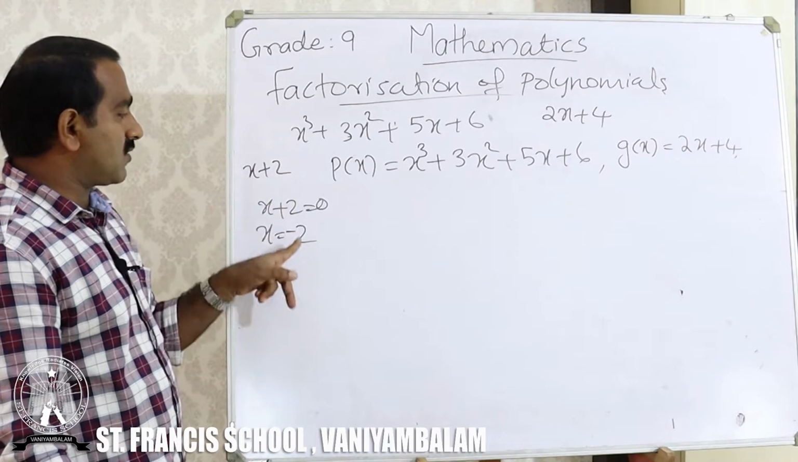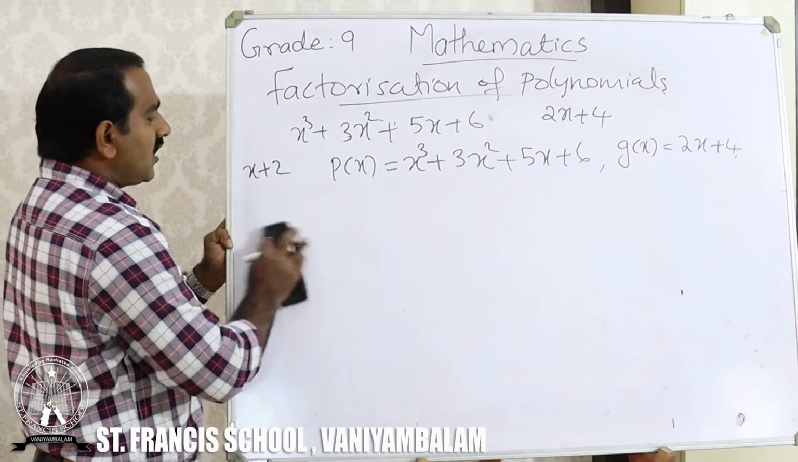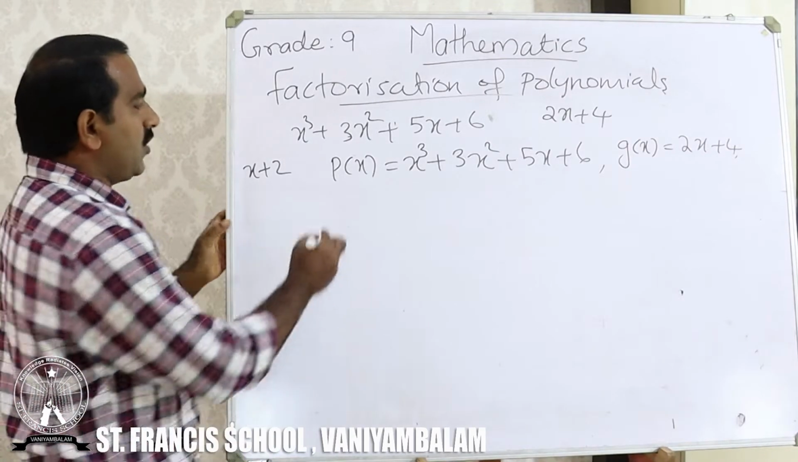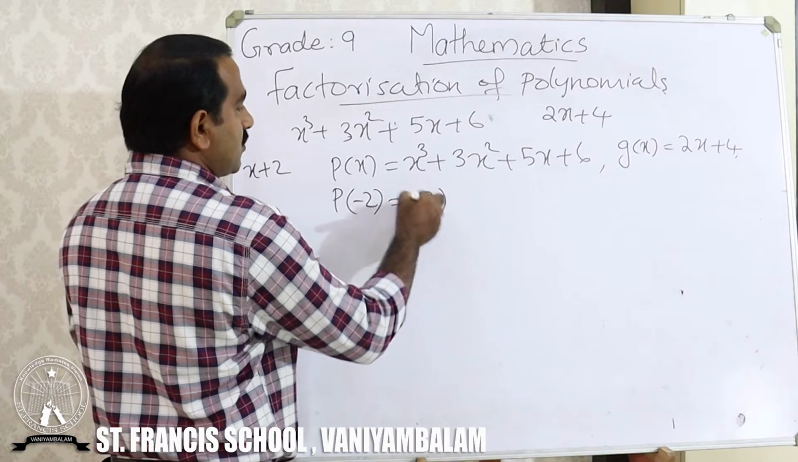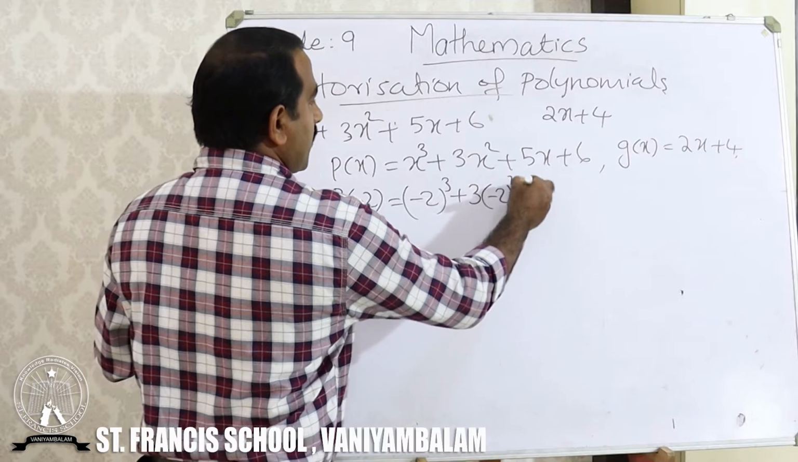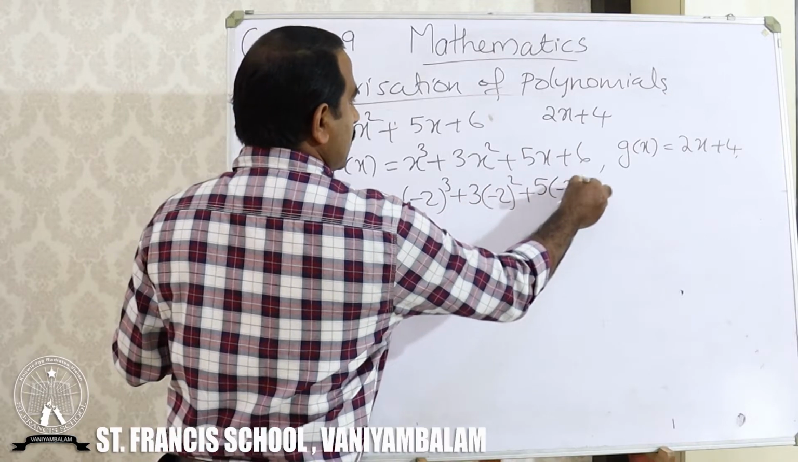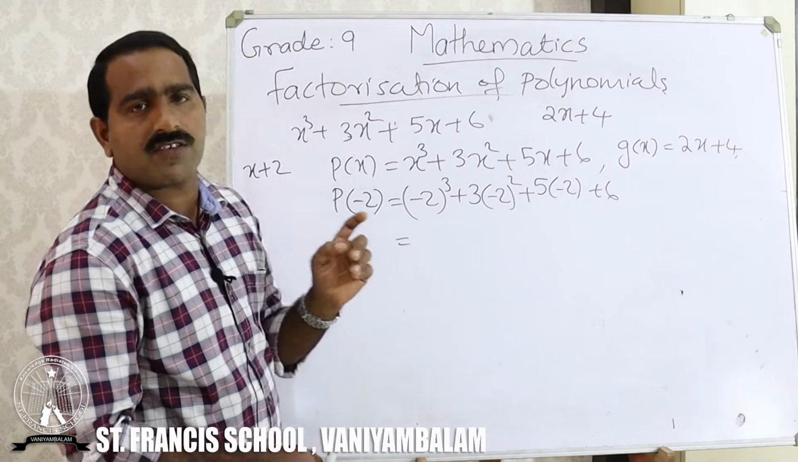0 of x plus 2 is minus 2. Now we are going to find p of minus 2. What is p of minus 2? p of minus 2 equal to minus 2 cube plus 3 into minus 2 square plus 5 into minus 2 plus 6, that is equal to, what is minus 2 cube?